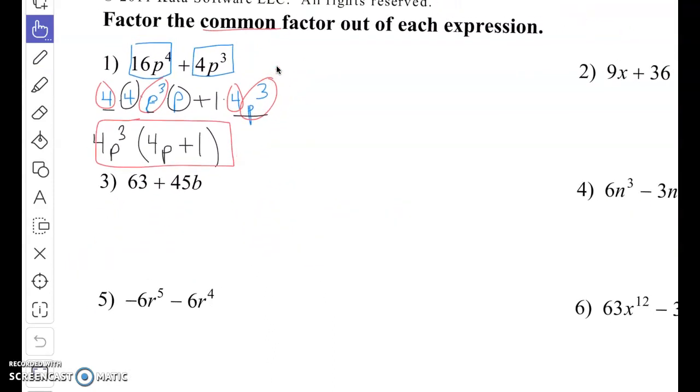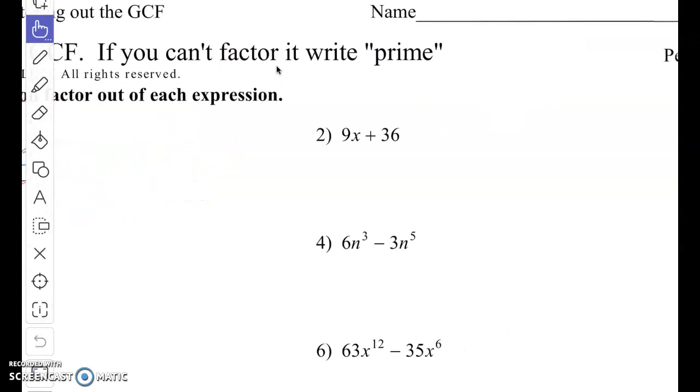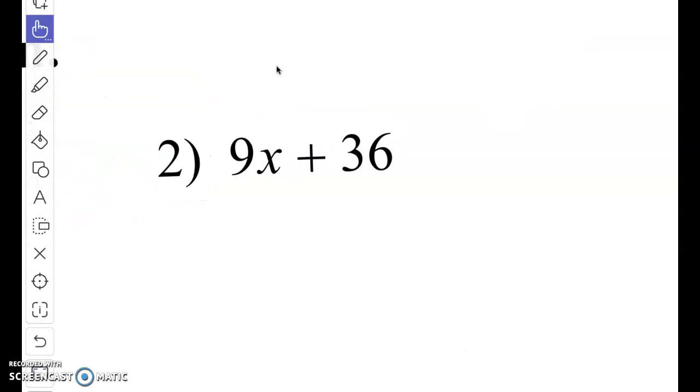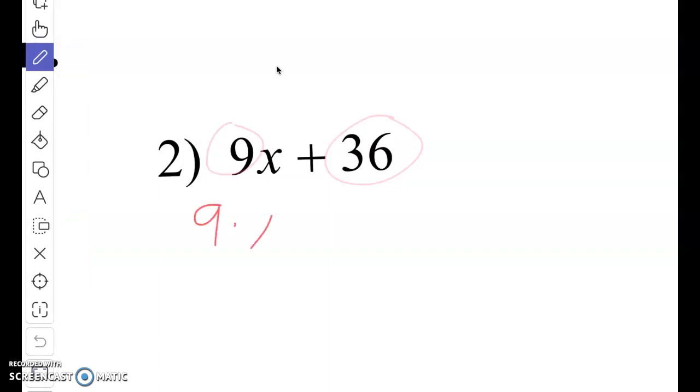And this is how you factor using the greatest common factor. So take a look at a couple of different ones that maybe have some negatives and some other pieces in it. Number 2 is a little bit simpler. So some people can see right away that both parts have a 9 in it. And what I mean by that is this first part you can write as 9 times x, and then the second part you could write as 9 times 4, because 9 times 4 gives you 36.